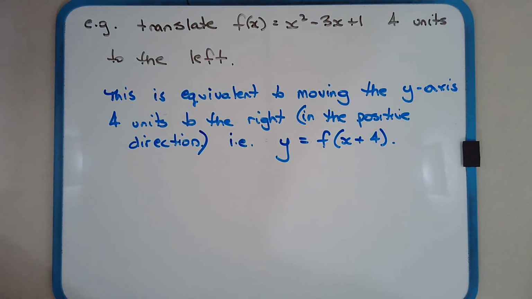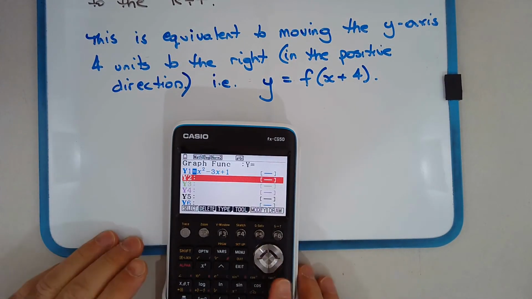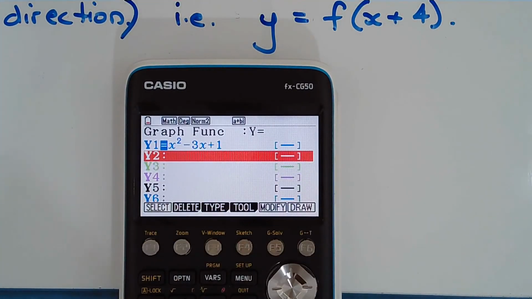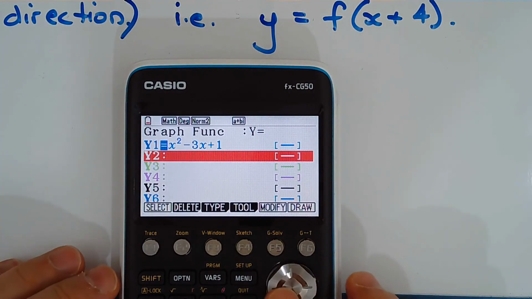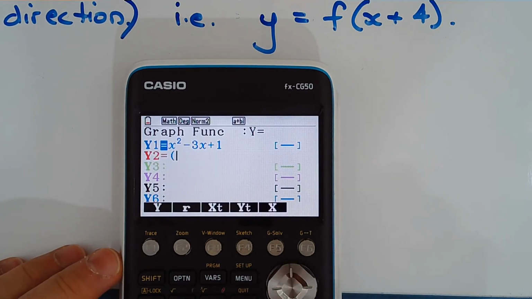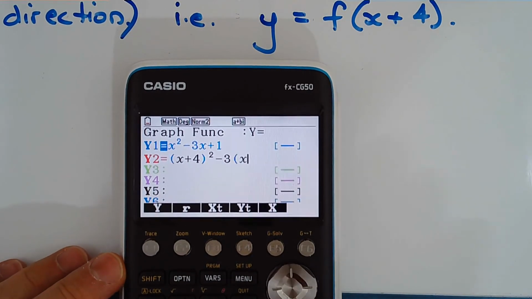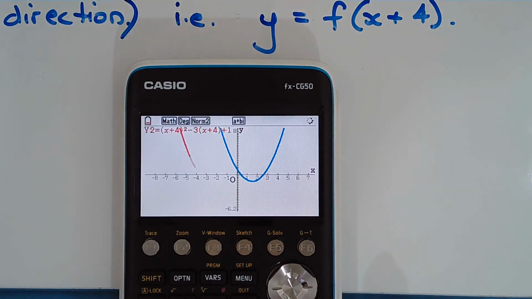Just to make it a little bit quicker for the sake of this video, I'm going to use my trusty graphing calculator. So I might just zoom in on that screen there. What I've done is typed in the original function, and that's a parabola, of course, concave up. Now, where we see the x variable, we're going to replace that with x plus 4. So let's type this in: x plus 4, all squared, minus 3, now instead of x, it's going to be x plus 4, plus 1. Let's draw that and see what happens.